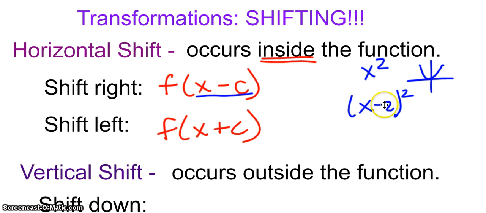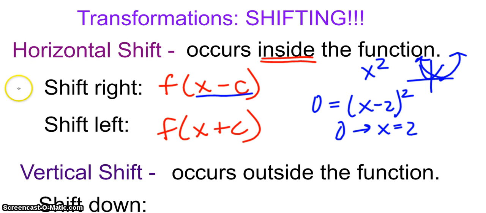Well, what does that actually do? If we set that equal to 0, we could find our zero is going to be at x equals 2, which means that this point right here is going to move over 2 units. In which direction have I shifted it? I've shifted it to the right. So these ones are a little bit outside of what your intuition would tell you. To move right, you're going to subtract. To move left, you're going to add.